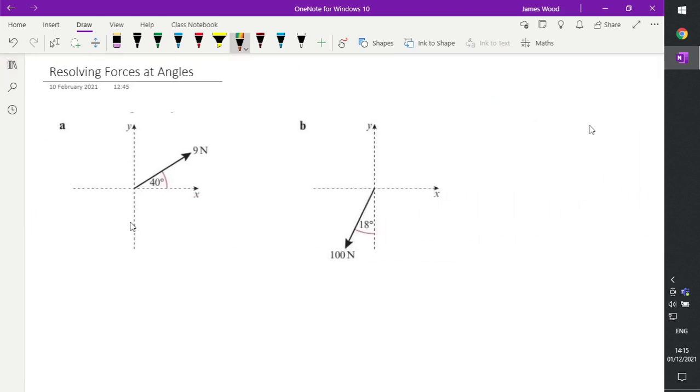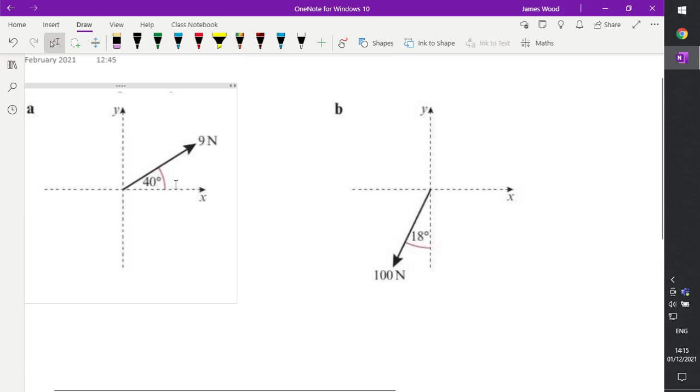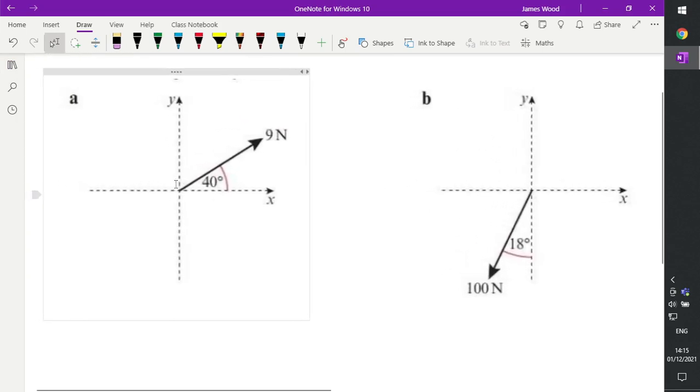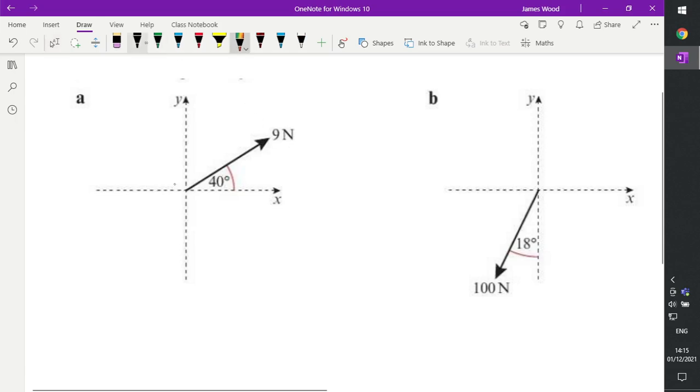So here are some simpler diagrams. But here we're given, rather than a vector, we're given a magnitude and a direction. So this is kind of like doing it backwards. So I'm going to split these forces up as horizontal and vertical, which is basically splitting them into their i and j components. So the horizontal component here is going to be 9 cos 40.